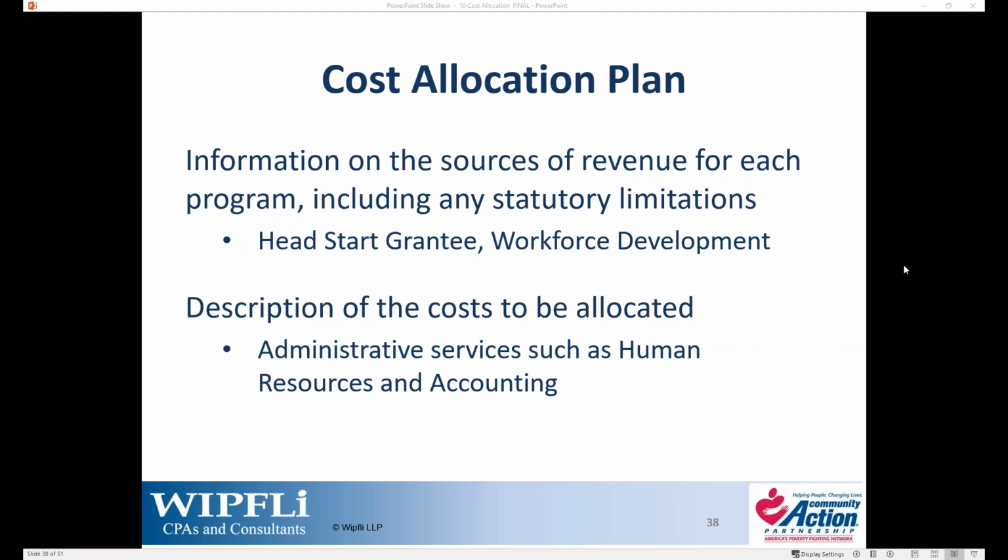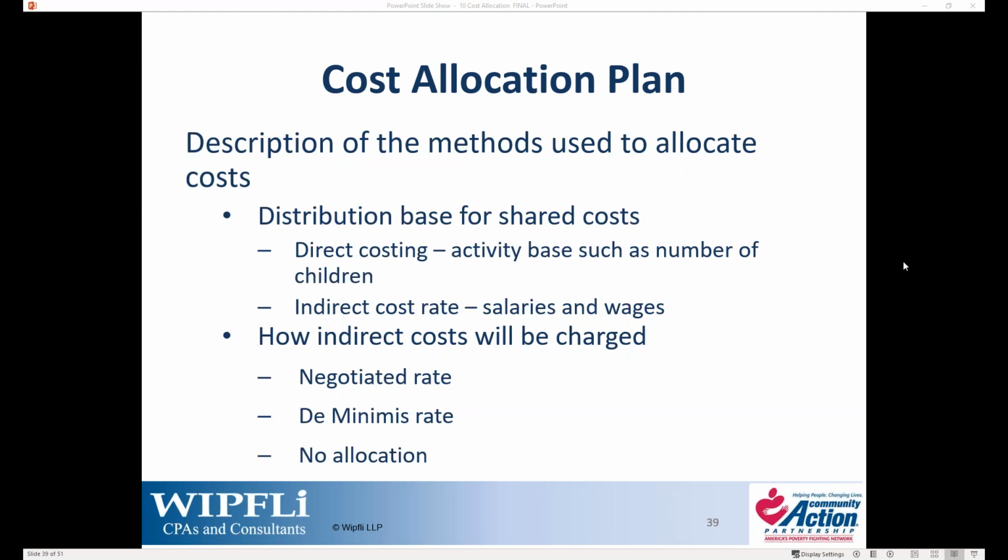These are the things that we have to keep in mind. Now, remember what I said though, you don't stop allocating to a particular program just because they run out of money, because you cannot shift costs to another federal program to overcome fund deficiencies. But these are just things that you need to keep in mind when you're doing your cost allocation. Your plan should also describe the costs that are going to be allocated. The administrative services such as human resources and accounting and the executive director, make sure that what costs go into those allocation methodologies. And then you need to describe the methods.